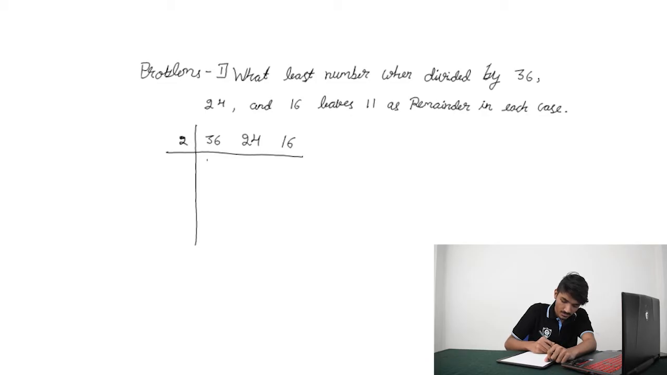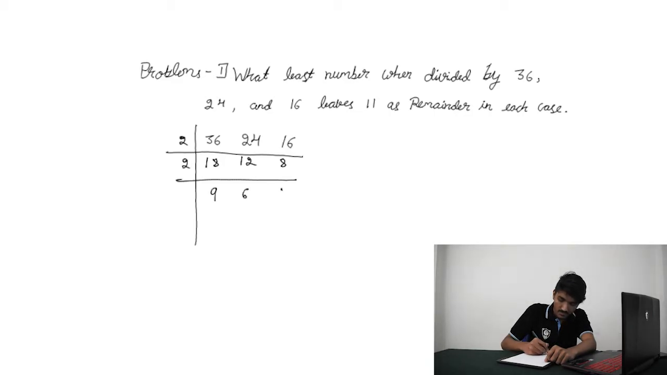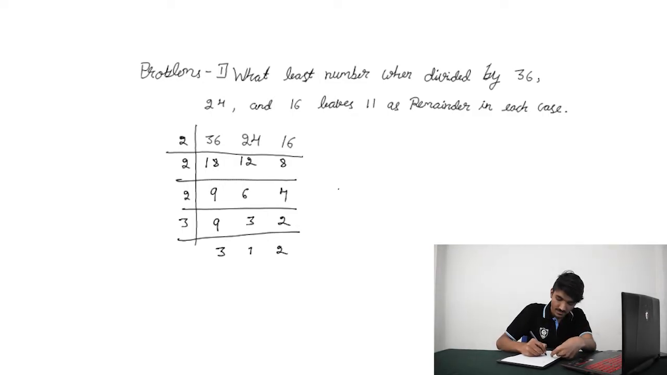Let's say 2, it's 18, 12 and 8. Let's say 2 again, it's 9, 6 and 4. Now taking 2, it is 9, 3 and 2. Divided by 3, it is 3, 1 and 2. So the LCM will be 2, 4, 8, 24, 48, 48 into 3, that is 144. So the LCM is 144.